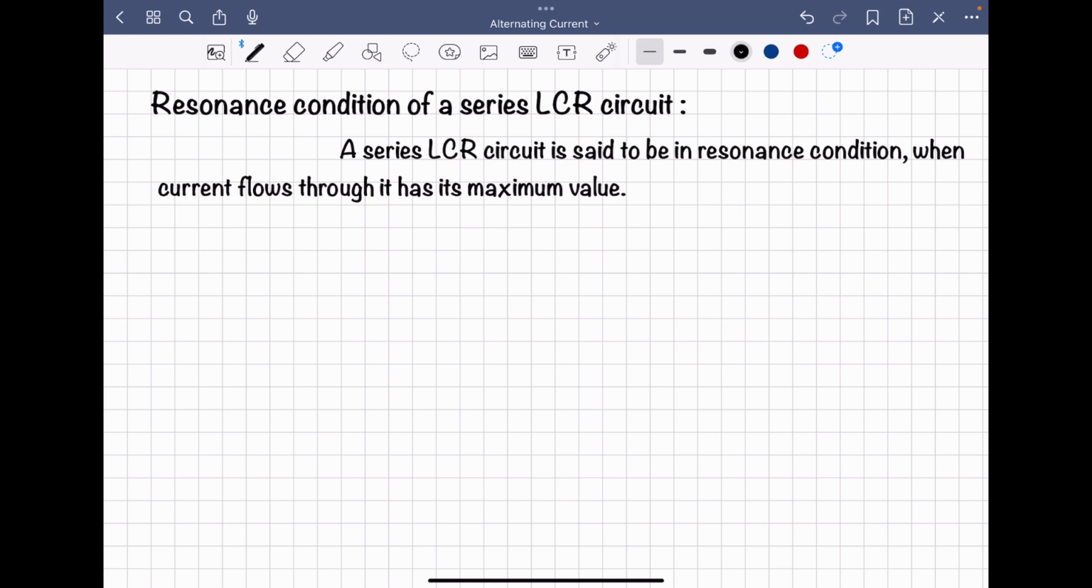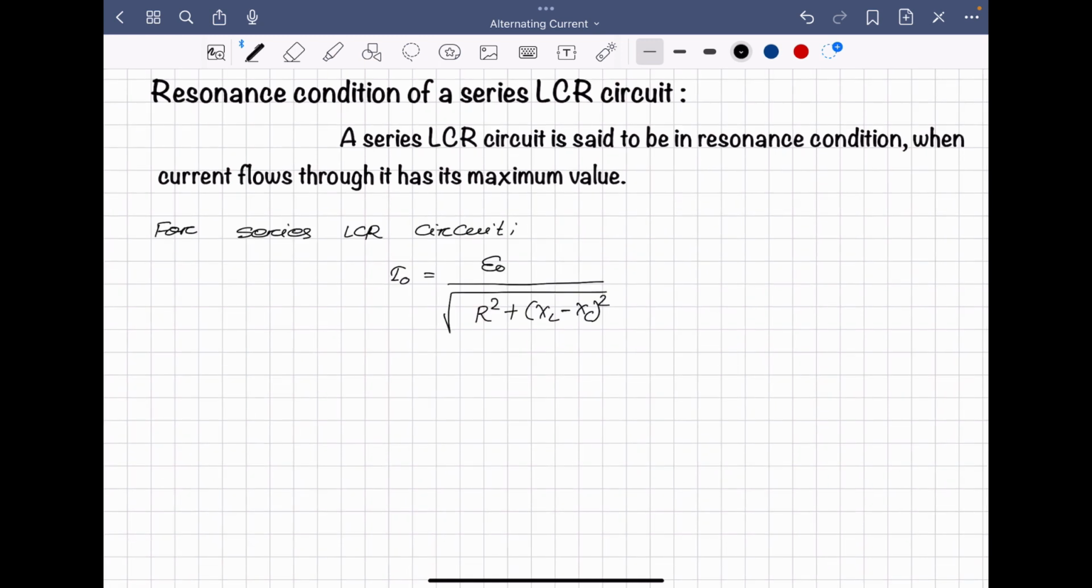What is the condition for maximum current to flow through it? Maximum current means we have to minimize the impedance. If impedance decreases, then obviously current increases. Impedance means the net opposition offered by the series LCR circuit. If opposition decreases, then current increases. Yes or no? For a series LCR circuit, we know I naught equals E naught by under root R square plus XL minus XC whole square.